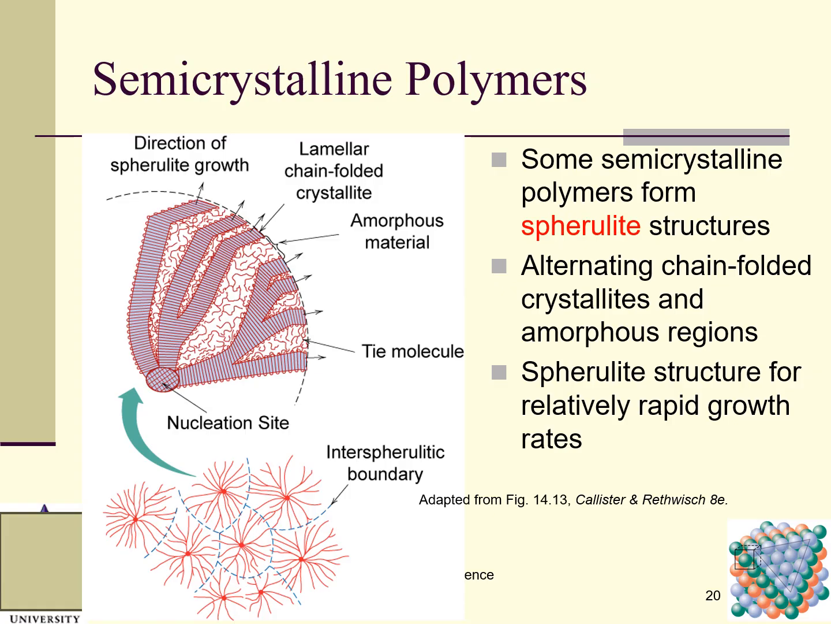The inter-spherulitic boundary is just like the grain boundaries we have seen in metals and metal alloys. This is a new word, spherulitic. The direction of spherulitic growth is normal to the surface of the sphere. This is the direction of the spherulite growth, with alternating crystalline regions, and this is the amorphous region.